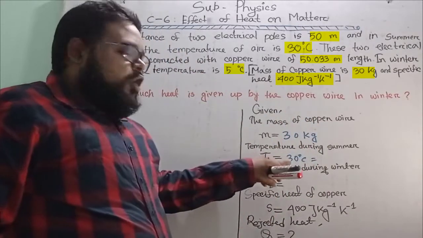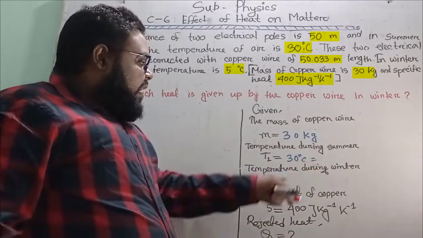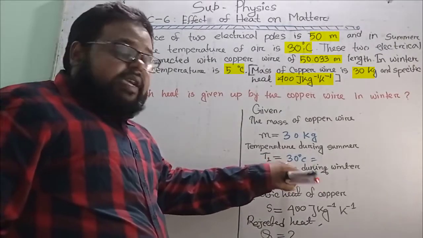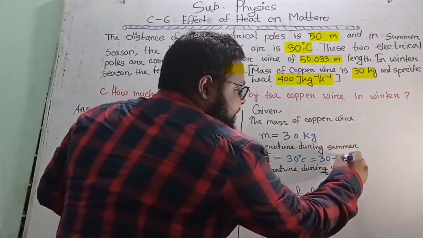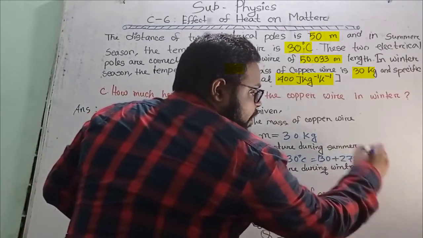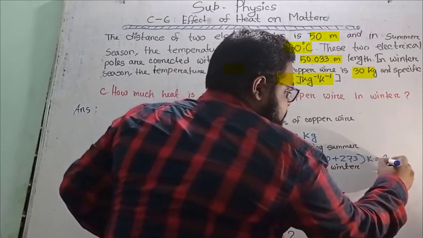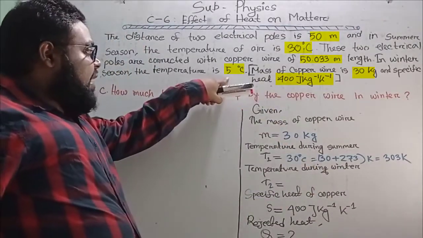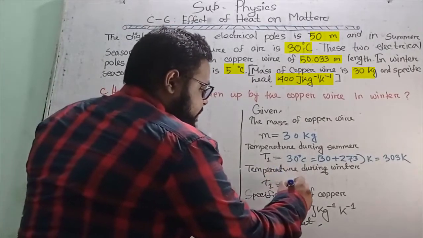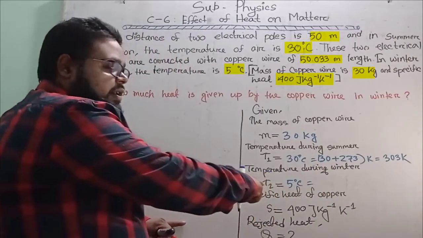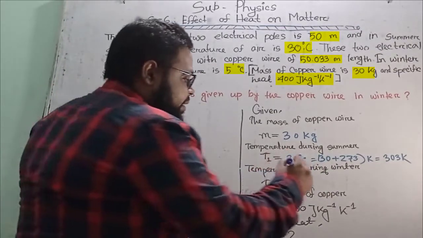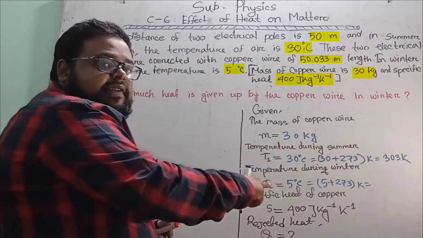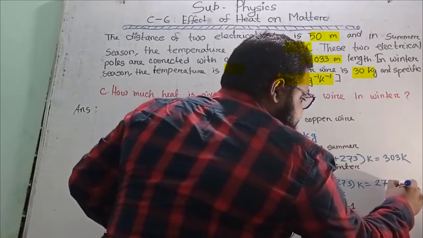Dear student, we have to convert this degree Celsius to Kelvin. That means if we add 273 to 30 degrees, it will convert from degrees Celsius to Kelvin. Okay, and the temperature during winter is 5 degrees Celsius. We have to convert this value from degrees Celsius to Kelvin. So if we add 273, it will convert to 278 Kelvin.